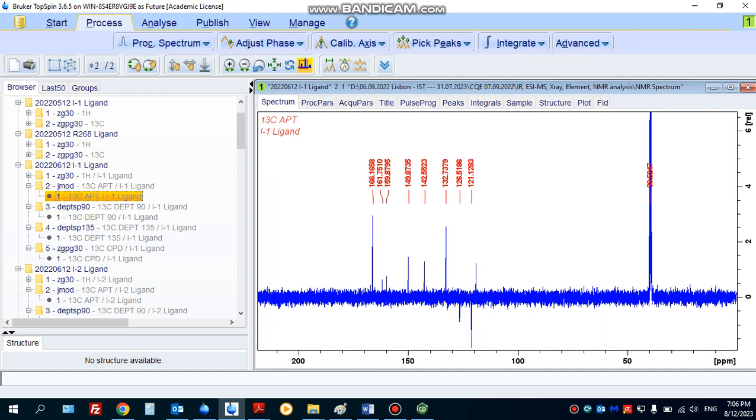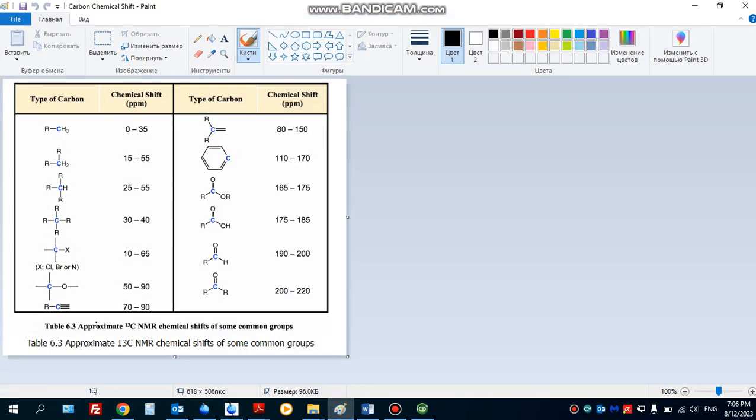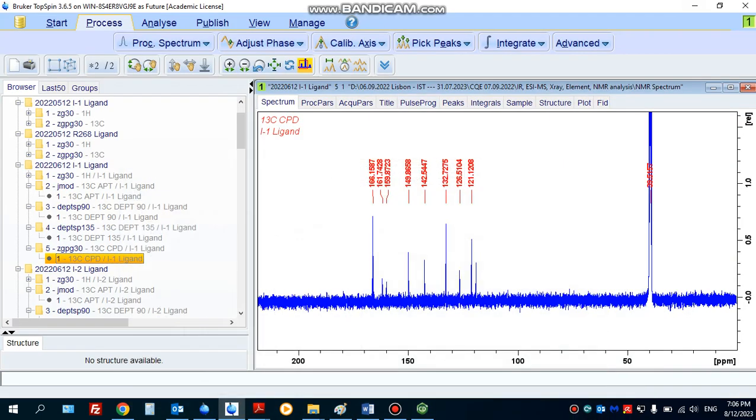If you are trying to identify your compound or structure, it's better to use a combination of methods, because if you use only 13C CPD you can identify all carbon atoms, and later you can go to approximate NMR chemical shifts of some common groups and identify which carbons belong to which groups. You can do it like this. But if you have questions such as how many quaternary carbon atoms you have, and how many primary, secondary and tertiary carbon atoms you have, it's better to use a combination of these methods, not one alone.